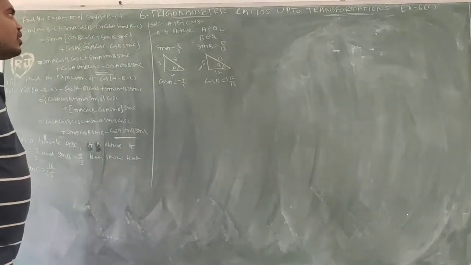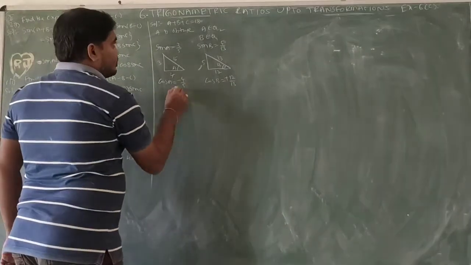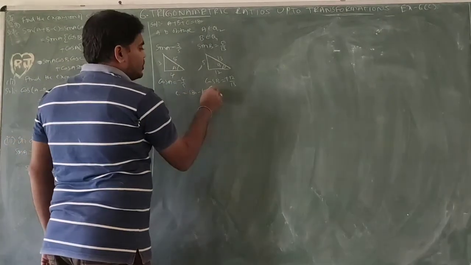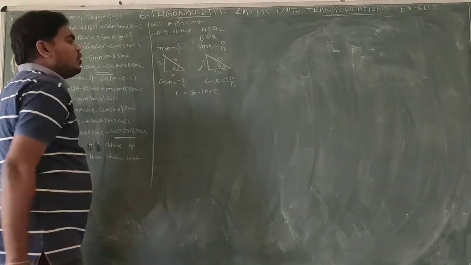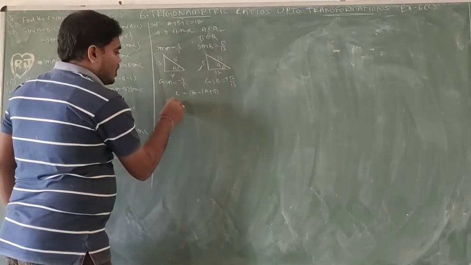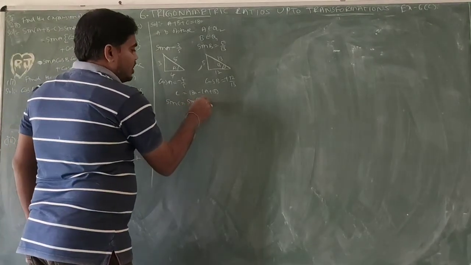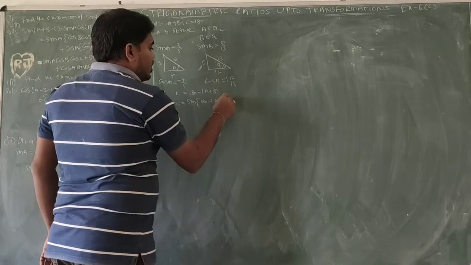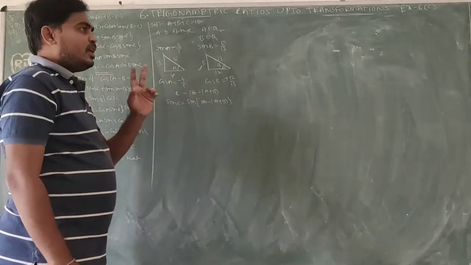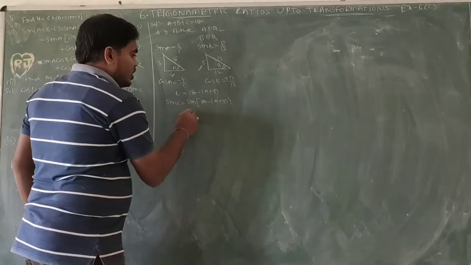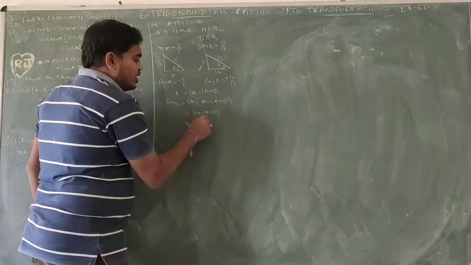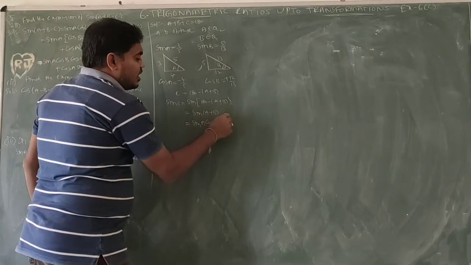Now, A plus B plus C equals 180, so C equals 180 minus (A plus B). We need sin C, so sin C equals sin of 180 minus (A plus B). Already we know sin of (180 minus theta) is sin theta, since sin is positive in the second quadrant. So sin C equals sin of (A plus B). The formula for sin of (A plus B) is sin A cos B plus cos A sin B.